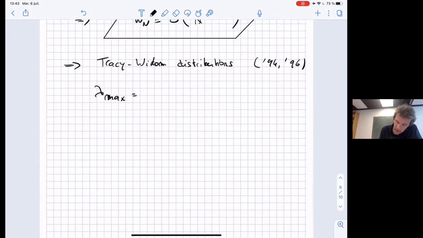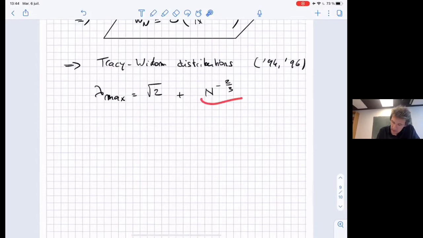We have seen that the leading term is square root of 2. This is just the border of the support, the edge of the support. And then we have fluctuations, which turn out to be of the order n to the power of minus 2/3. Now, this part is deterministic. But this part actually fluctuates. So that means that this part, which is of order n to the power of minus 2/3, there is a random variable associated to these fluctuations.